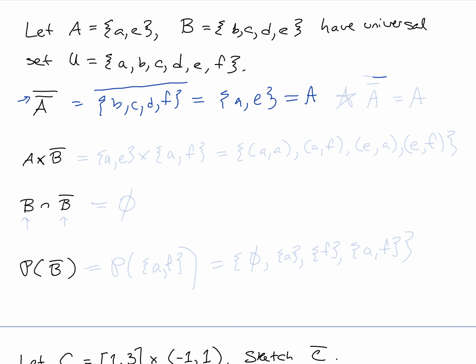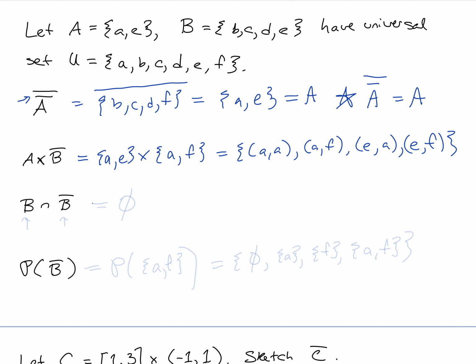A Cartesian product with B complement. So this would be A, which is the set A, E, Cartesian product with the complement of B, which is A and F. That would give us the set of ordered pairs (A, A), (A, F), (E, A), and (E, F). That would be the Cartesian product of those two sets.